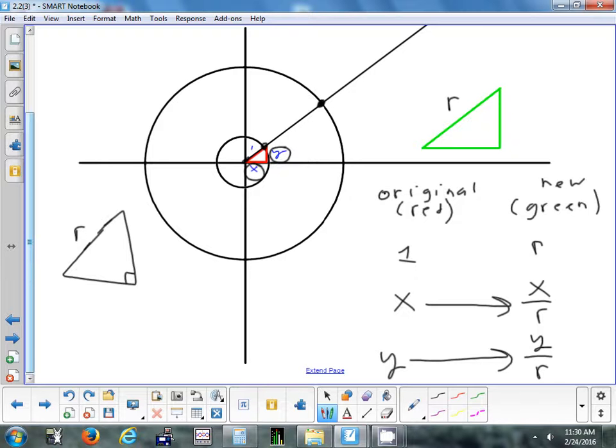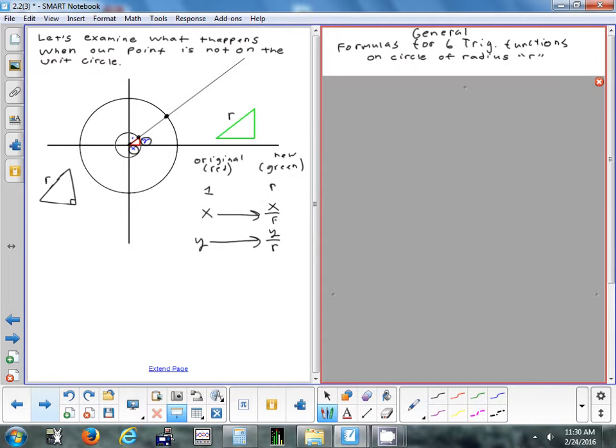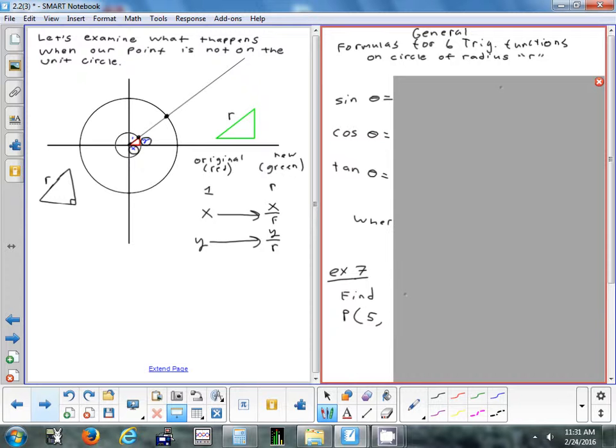Every formula that I gave you before that had an x, change it to x over r. Every formula that had a y, just change the y to y over r. Okay, so on the unit circle, what was sine equal to? Which letter? Y. What did I just say y becomes? Y over r. What was cosine on the unit circle? x. And what did I just say x is going to become? X over r.